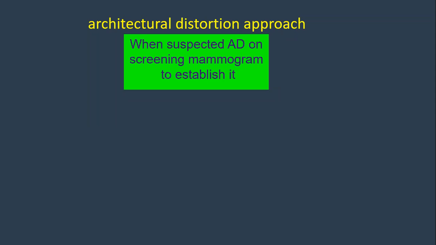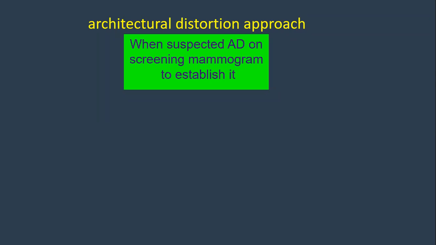this is still an architectural distortion. Review the previous mammogram if available. Excellent. These two situations. What else can we do? We can do breast tomosynthesis as it is more sensitive. We can do tomosynthesis. Excellent. What else? Ultrasound and MRI.